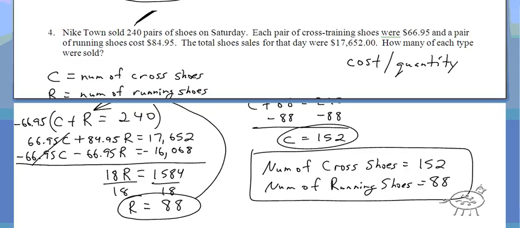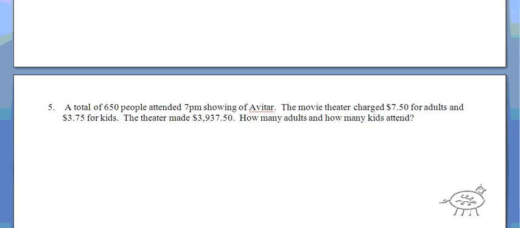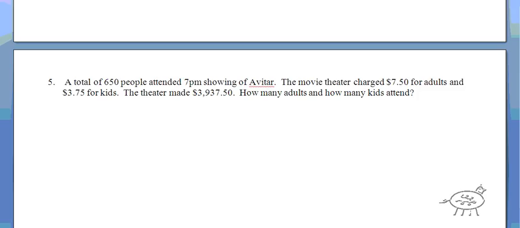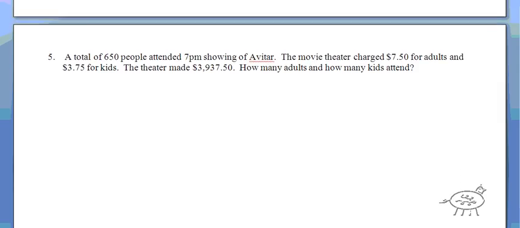Okay, let's go on to the next example. Okay, next one, number 5. A total of 650 people attended the 7 p.m. showing of Avatar. The movie theater charged $7.50 for adults and $3.75 for kids. That's a pretty good deal. The theater made $3,937.50. How many adults and how many kids attended? All right, so again, you need to look at this, and here's your quantity. 650 people attended, and then there's a bunch of costs here. So this is definitely a cost quantity problem.